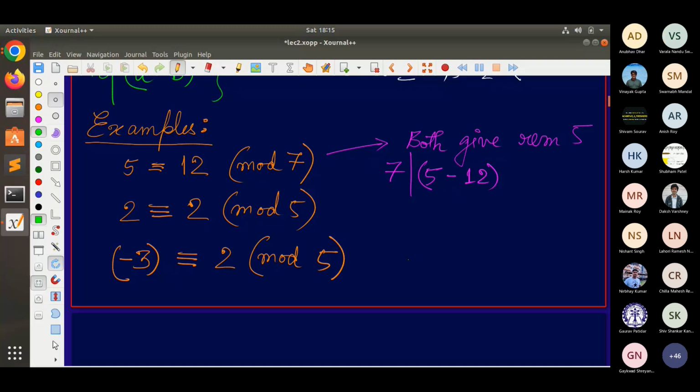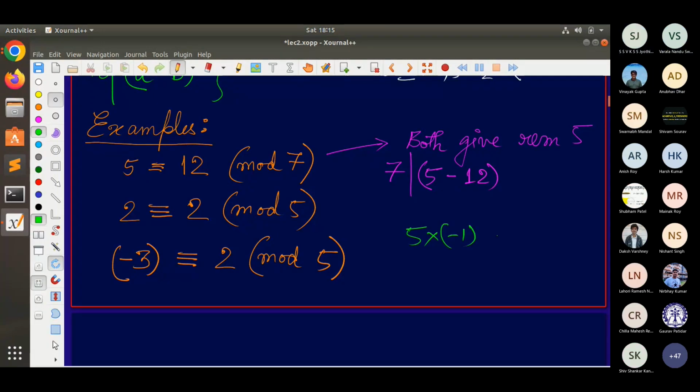Sorry? Minus 3 minus 2. So it's minus 5. And 5 into minus 1, if the quotient is minus 1, then the remainder will be minus 5 plus 2, which is equal to minus 3. And 5 into 0 plus 2 is equal to 2, right? So this is R1, this is R2.